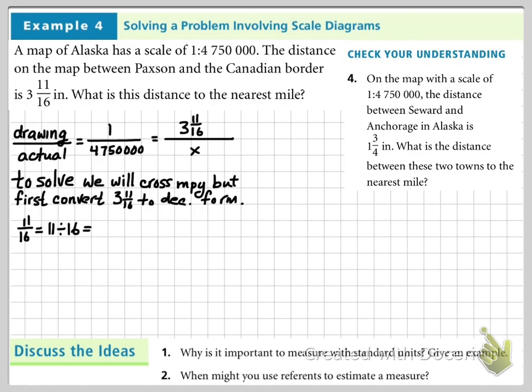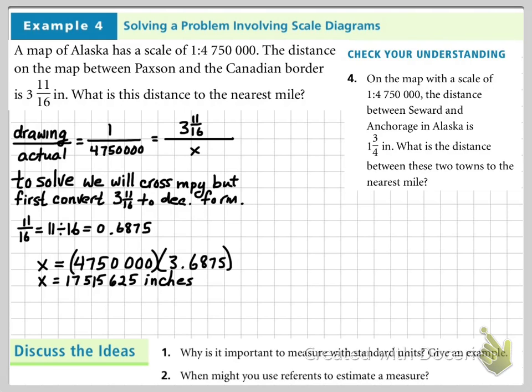To do that, we're going to go 11 divided by 16, and you're going to get 0.6875. So now we're going to set it up so that when we cross multiply, 1 times x is x, and 4,750,000 times 3.6875 is going to give us 17,515,625 inches to the Canadian border.